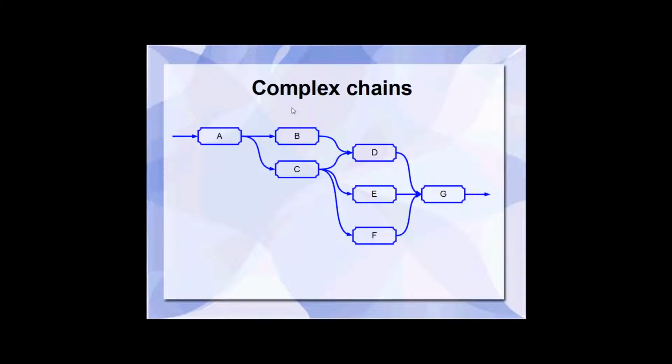Systems can be chained in much more complex manners. In this example, the output of system A feeds into systems B and C, and the outputs of systems B and C feed into systems D, E, and F. Finally, the outputs of the D, E, and F systems go into system G.